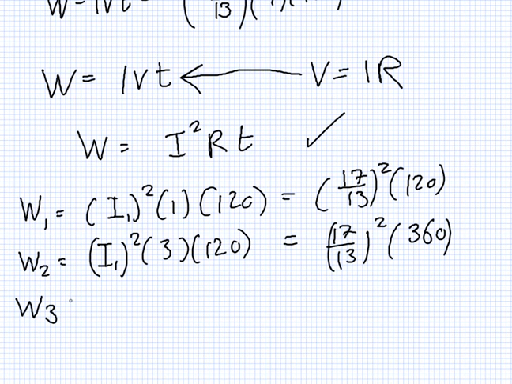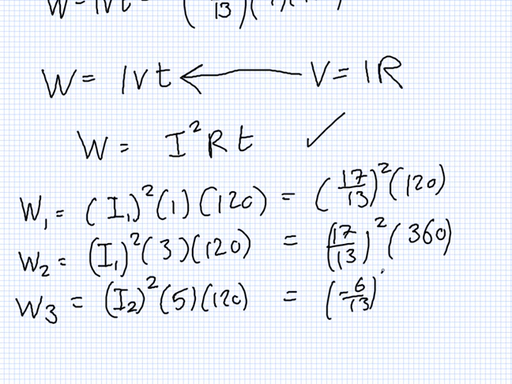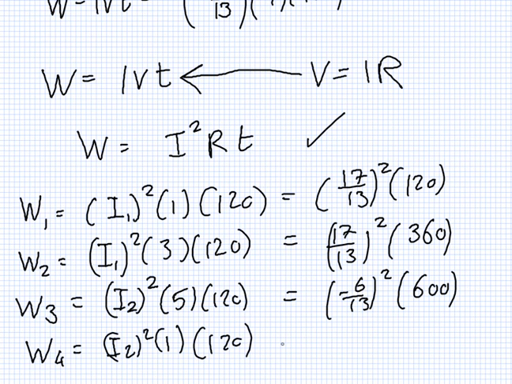W3 is going to be I2 squared times 5 times 120. What did I say I2 was? Minus 6 over 13, was it? Times 600. W4 is I2 squared times 1 times 120. Yeah, 120.